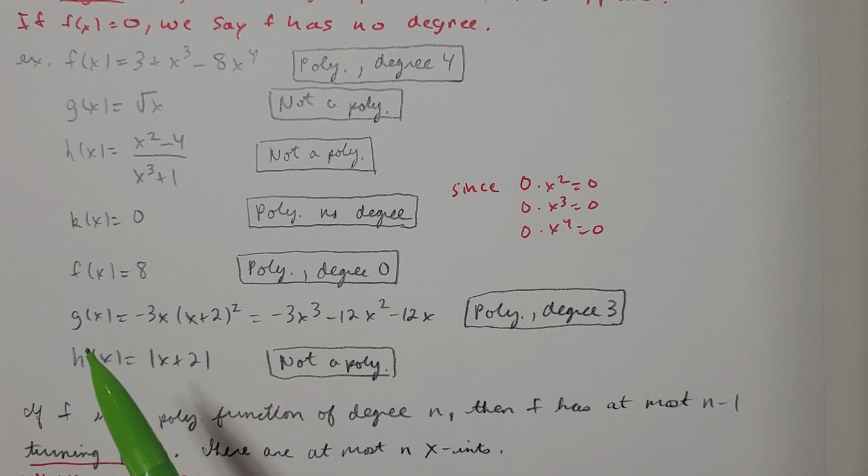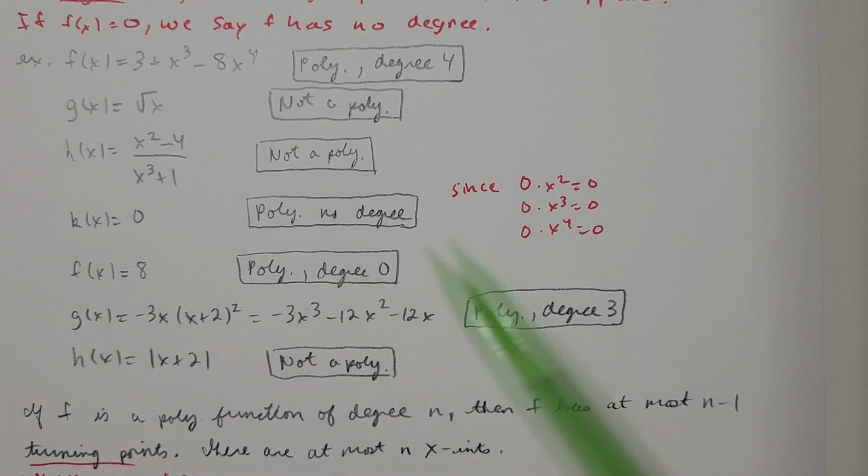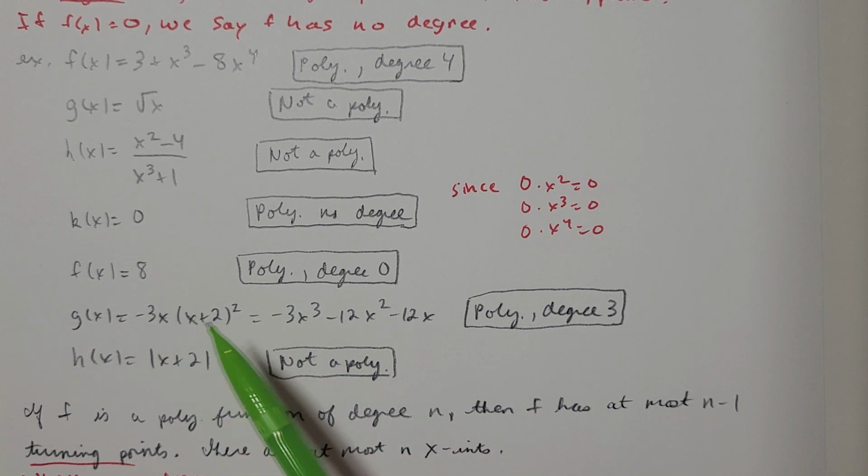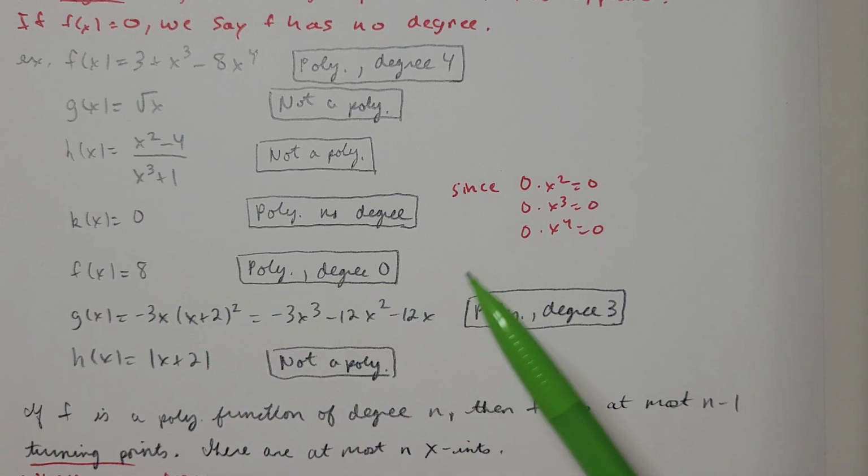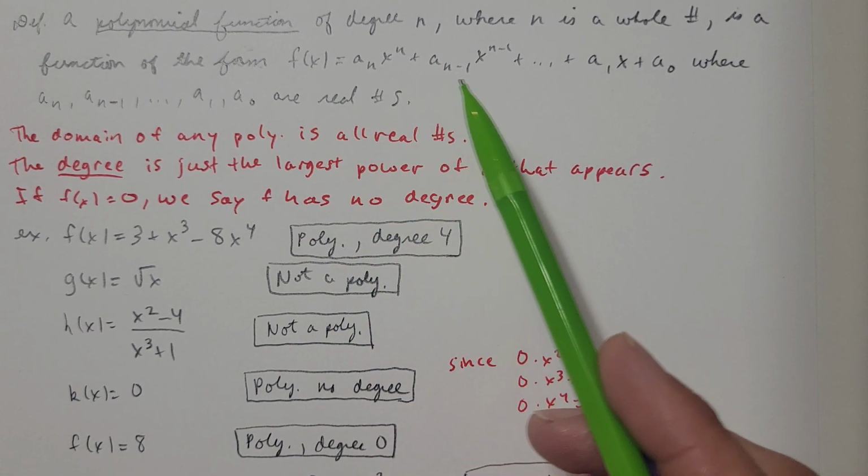So let's try this next one here, g of x. g of x is equal to negative 3x times (x plus 2) squared. Okay, is that a polynomial? Well, we're not in polynomial form. And again, there's going to be lots and lots of examples where you're not going to be in polynomial form, but you will have a polynomial. So the question next would be, can I write this function in polynomial form? Can I write it in the form where I'm adding up a bunch of terms there?